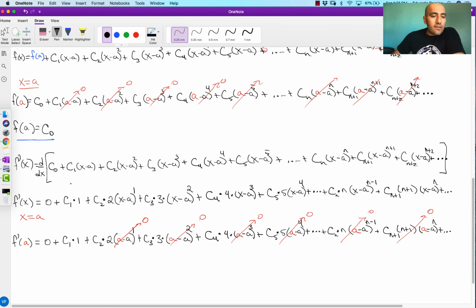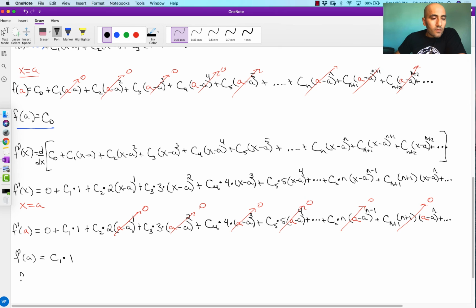So we end up with the statement that the first derivative of the function evaluated at a is equal to c sub 1 times 1. So once again, if we just simplify that a little bit, 1 times anything is still 1. But just for the sake of the pattern, I'm going to move this over here and say that it's equal to f prime of a over 1 equals c sub 1. Okay, we'll see why I did that in a second.